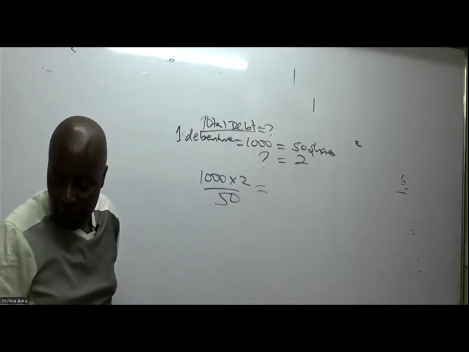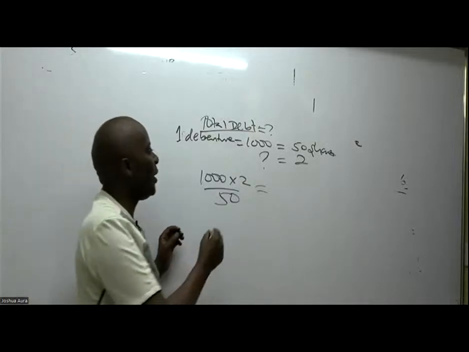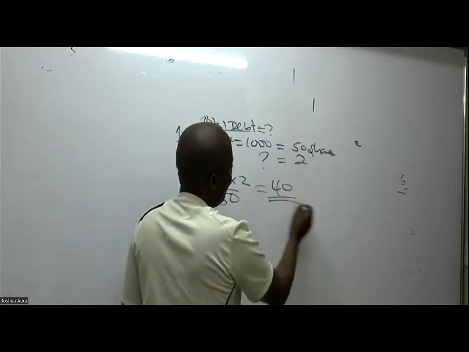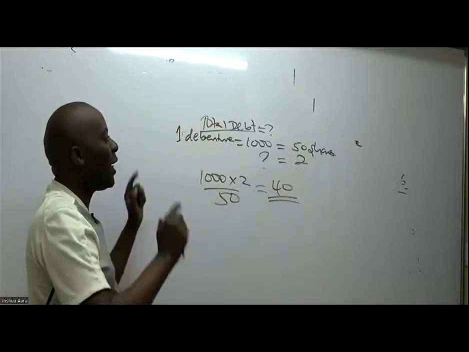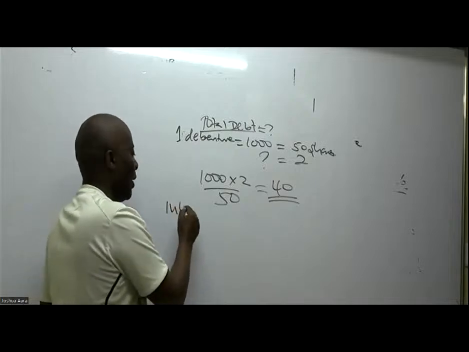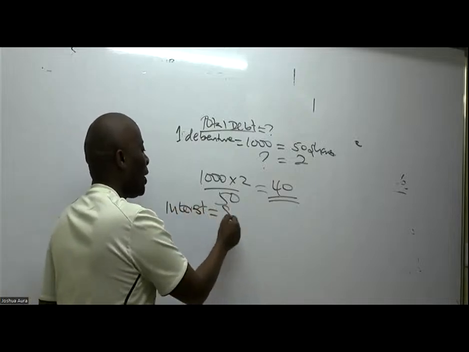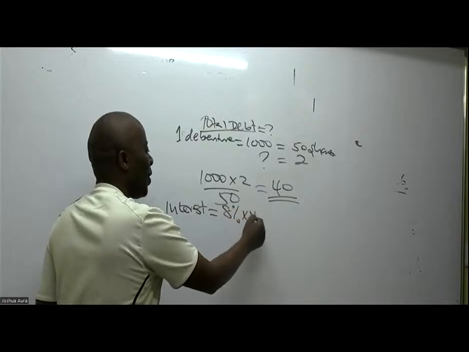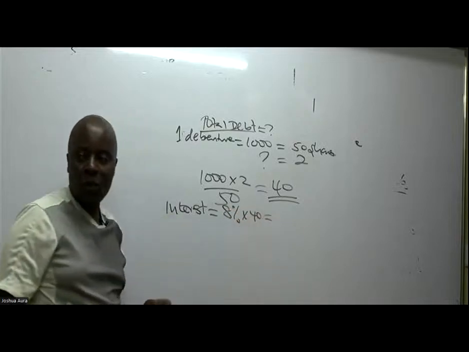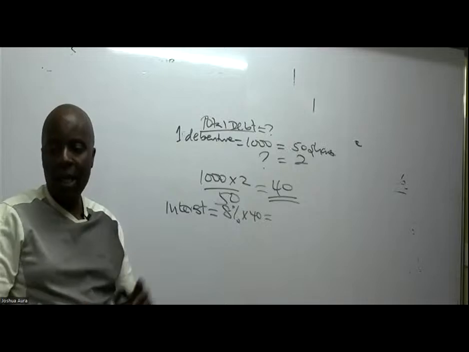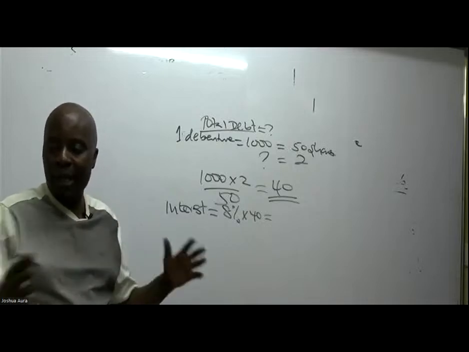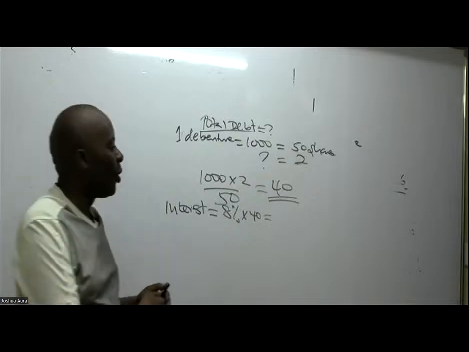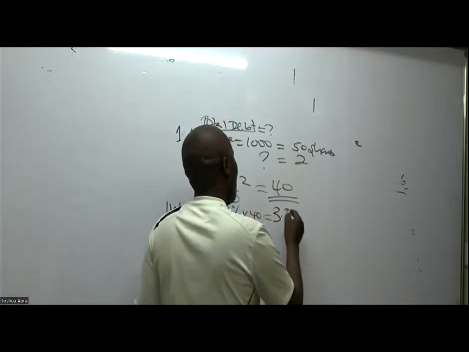Total debt, 40. So if this is the total debt, what we want here is the interest amount per annum. The interest rate given is 8%. 8% of 40 will end up giving me 3.2, which is 3.2 million.